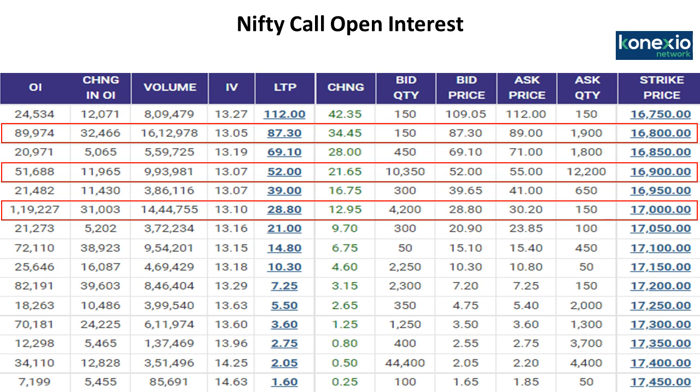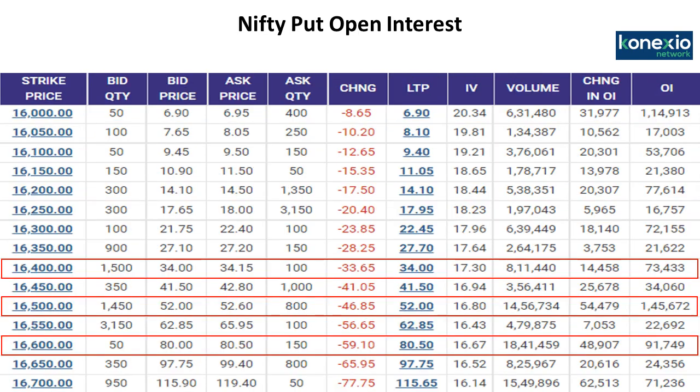So now let us discuss what we have observed in Nifty puts. In Nifty puts, the action was seen in 16,600 puts, then 16,500 puts, and 16,400 puts. Here also you can see there has been a rise in the open interest and a rise in the volumes. Implied volatility is also slightly rising. It is between 16.67 and 17.30. Again, here you can see there has been a drop in the percentage change of the option premium.